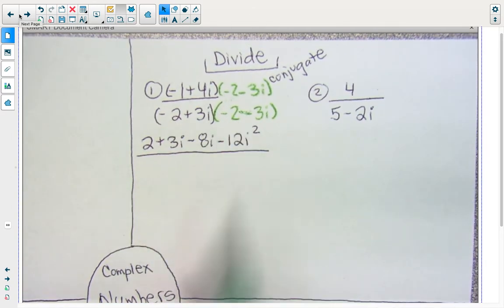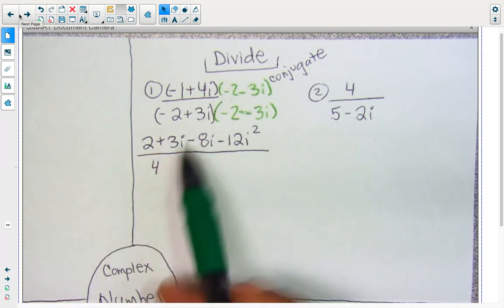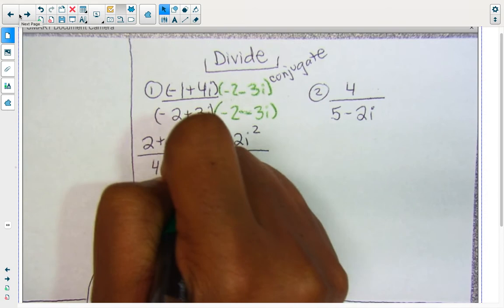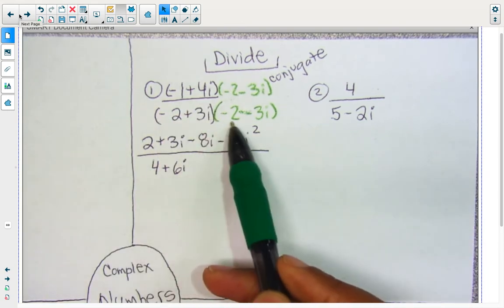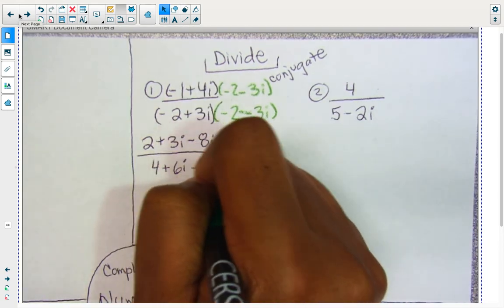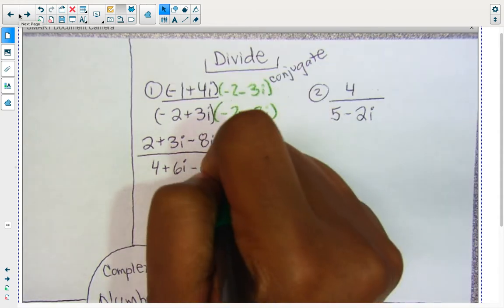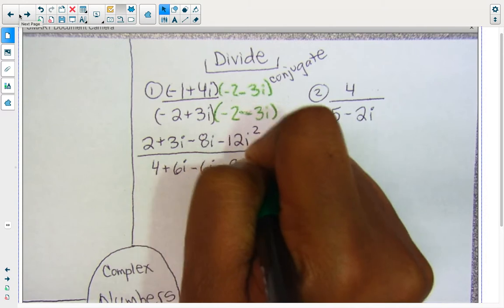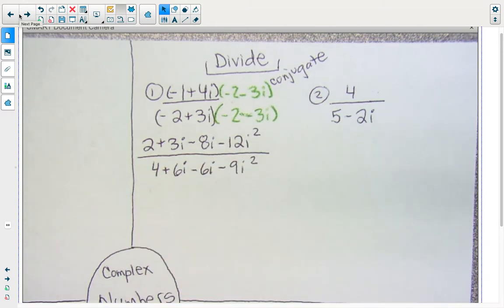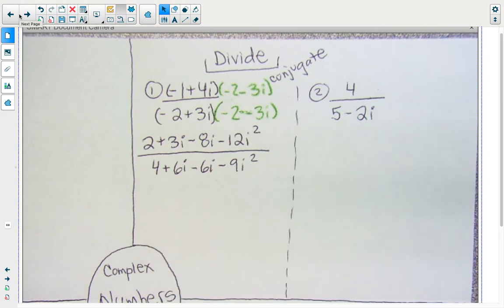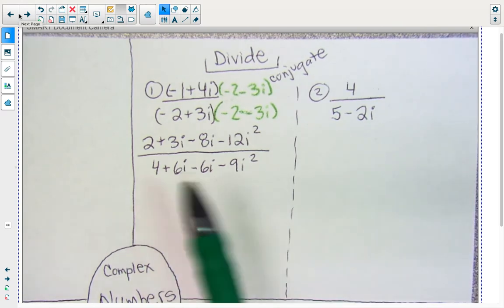-2 times -2 is 4. -2 times -3i is positive 6i. 3i times -2 is -6i. And 3i times -3i is -9i squared. So I did the distributive property on the top and the bottom. Now we just simplify.